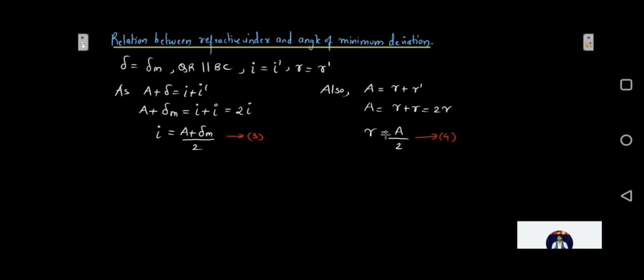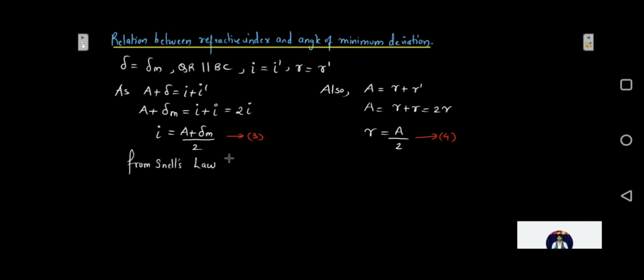Now what is my intention? My intention is to find out the relation between refractive index and the angle of minimum deviation. So I have my angle of minimum deviation over here, delta m, and I want the refractive index. So what will I use over here? Obvious thing, we are going to use Snell's law. So from Snell's law, let's apply Snell's law at the interface.